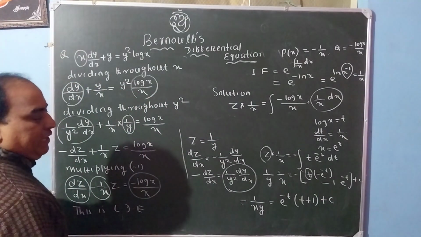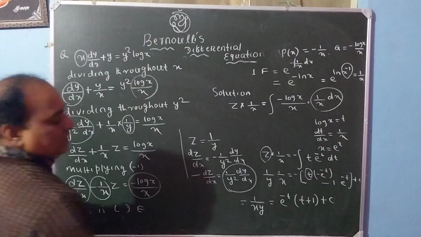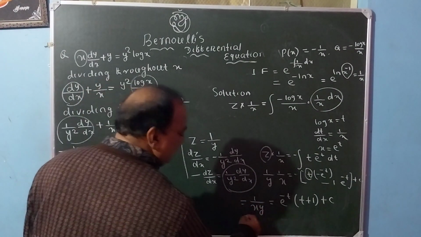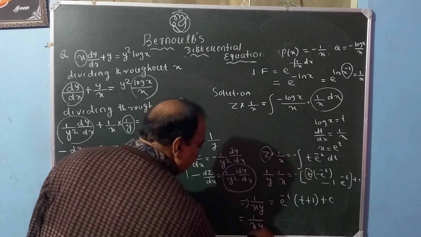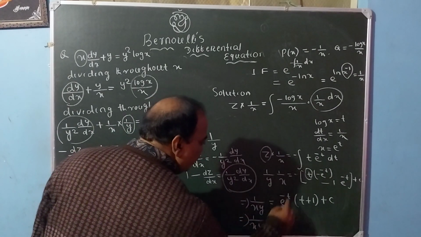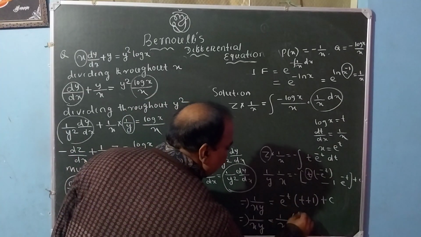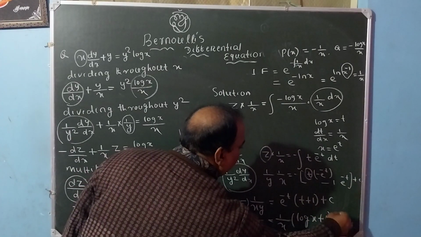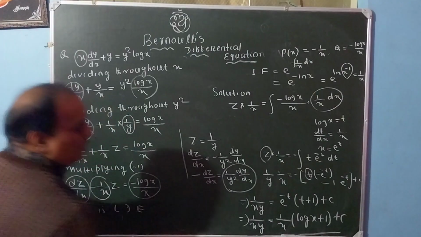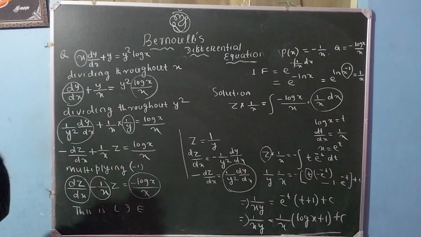Now in place of t, we put log x. So e to the power minus t is 1 by x. Last step: 1 by xy is equal to 1 by x into log x plus 1 plus c. So this is the answer of this question.